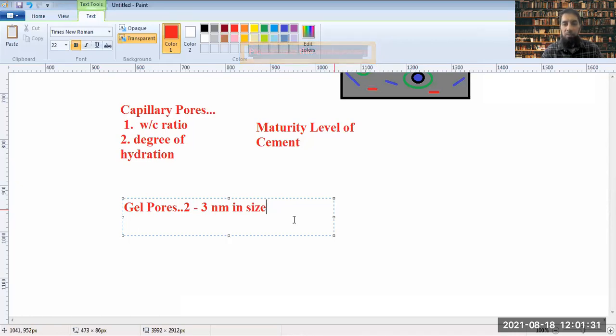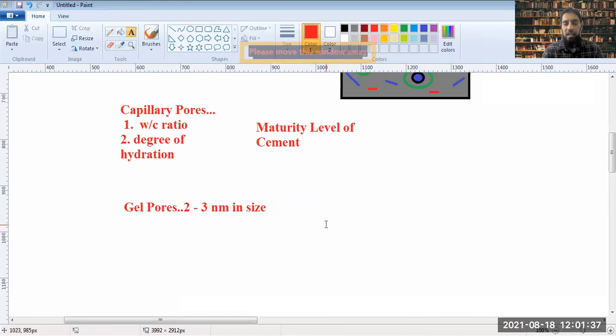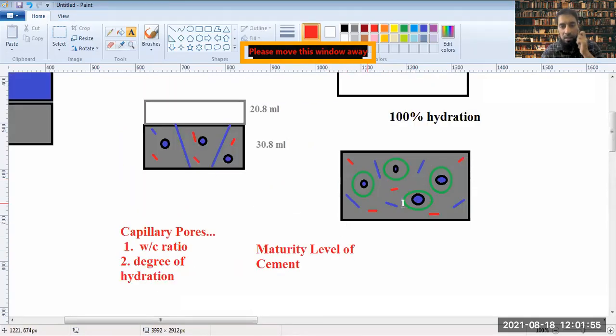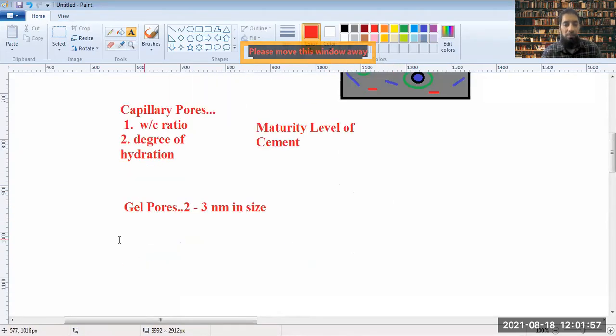They are not available for hydration of any cement. This gel pore exists in between the gel. Gel is actually the cement paste which is formed, which is a mixture of calcium silicate hydrate, and it has got a certain amount of calcium aluminates within those gel spaces. So the gel pores, which I showed here, they exist in between them.